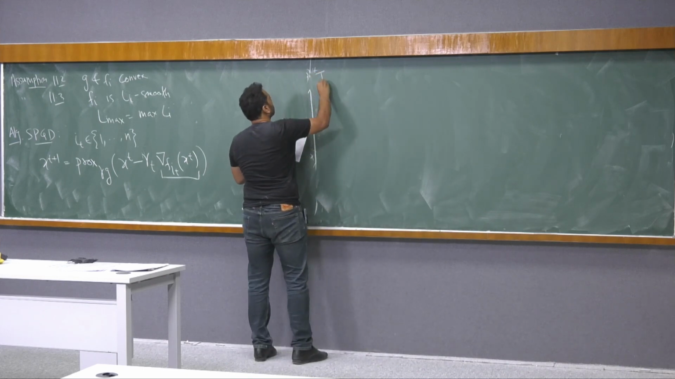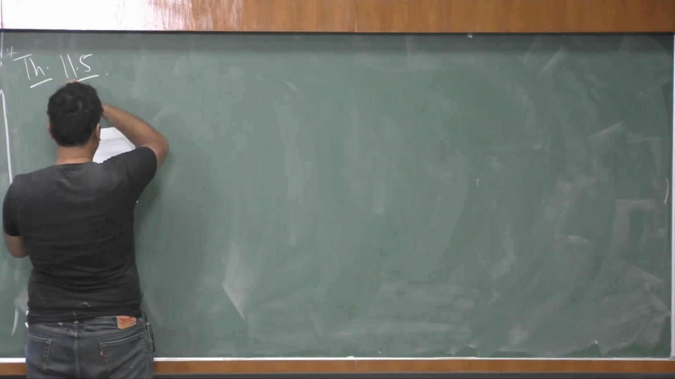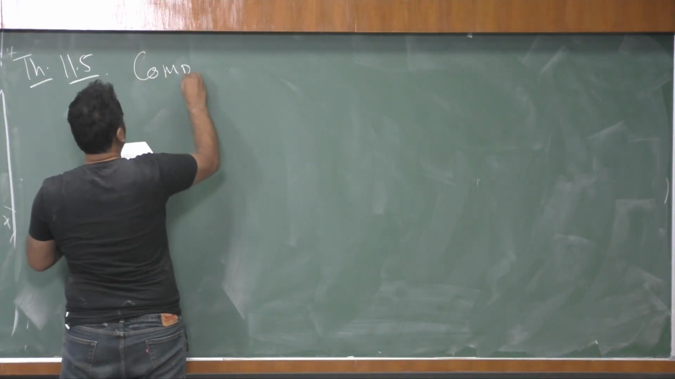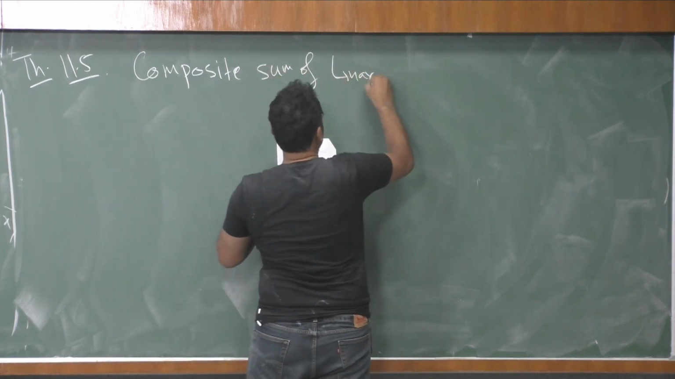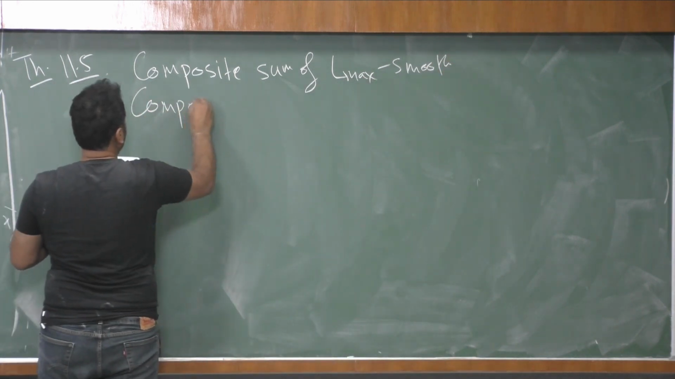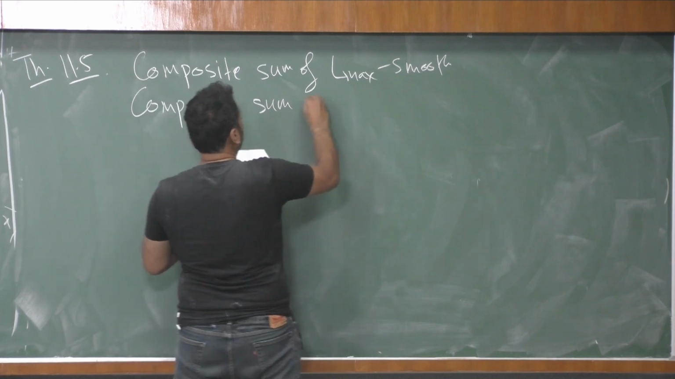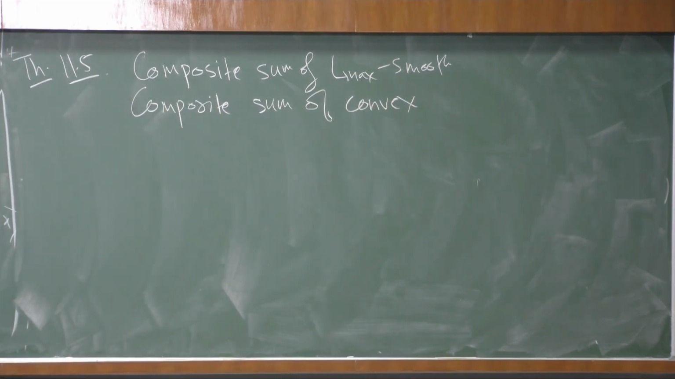So this is theorem 11.5. The assumptions of both are assumed. So this is a composite sum of L max smooth and composite sum of convex. So each f_i is L max smooth, because L max is the max of all, and f and g are both convex. So it's a composite of sum of convex.